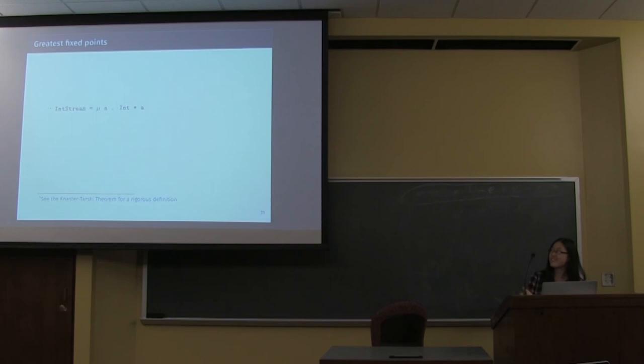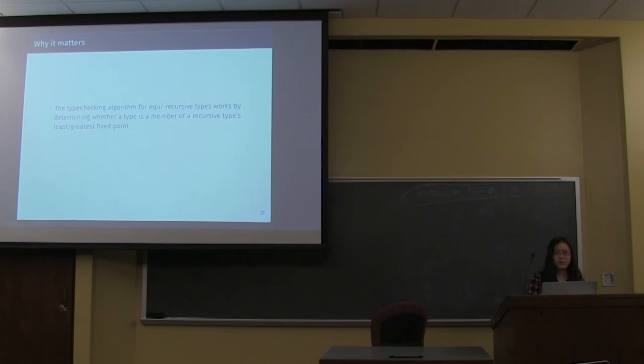this is the recursive type for streams of integers. And in this case, we can take the type expression to be int star a, and say that the greatest fixed point of F is what defines your integer stream type. So the greatest fixed point is the greatest element, or the greatest set X, for which X is equal to F of X. Why is it FX squared? That's supposed to be the footnote. Ah. Yeah.